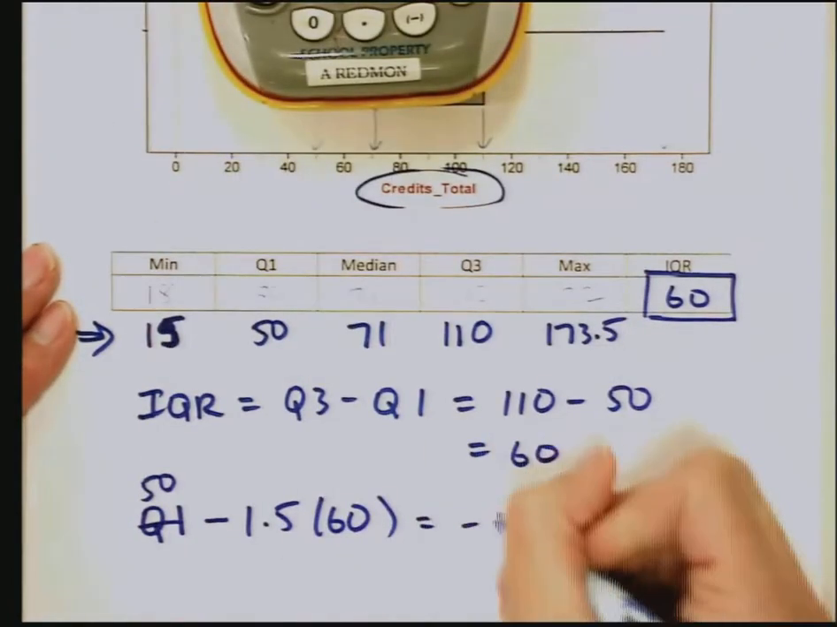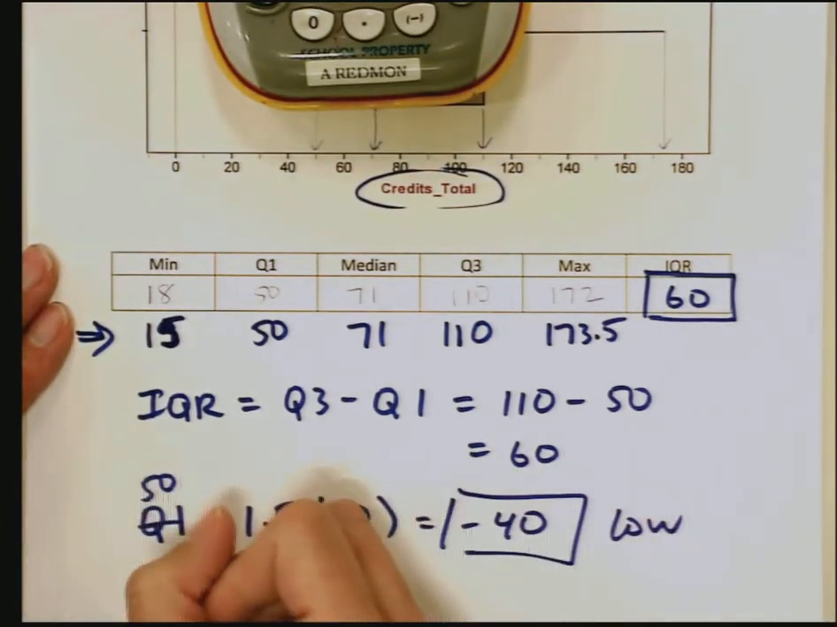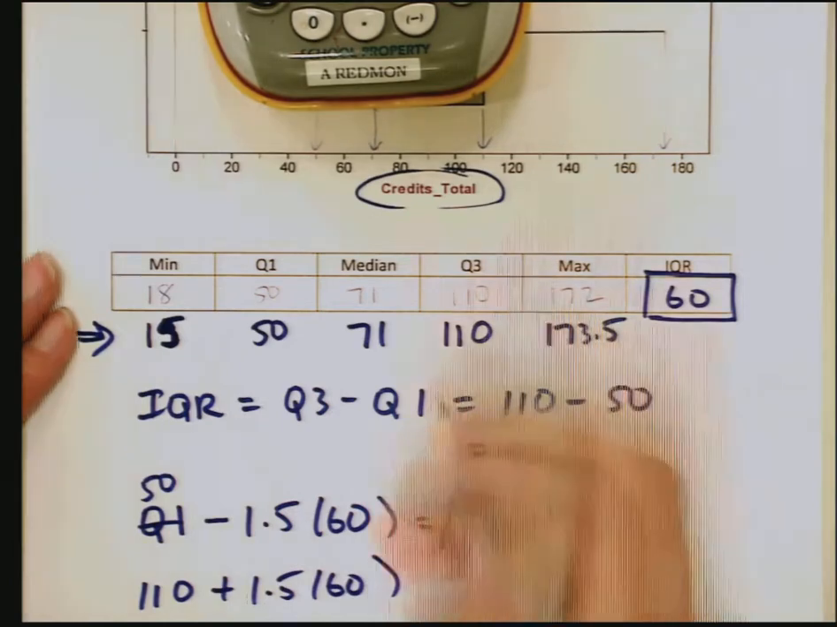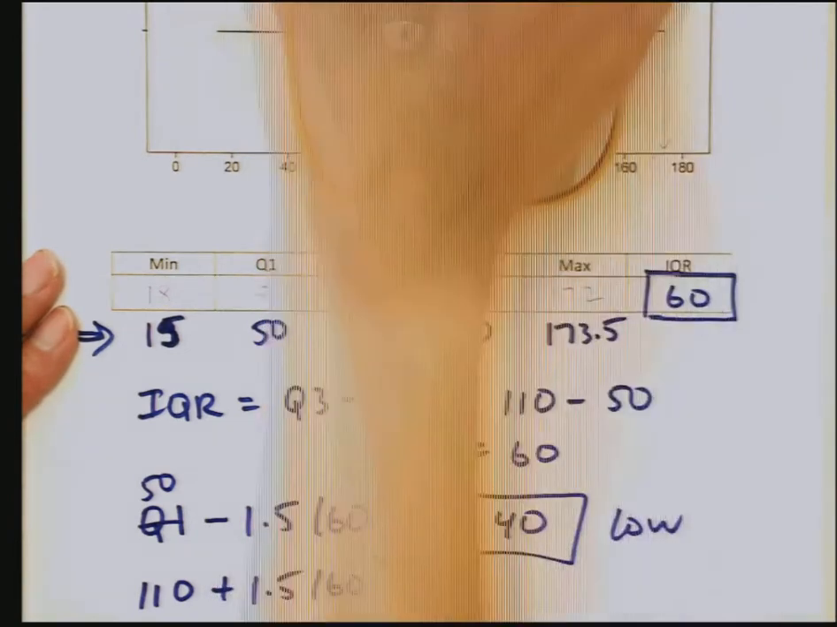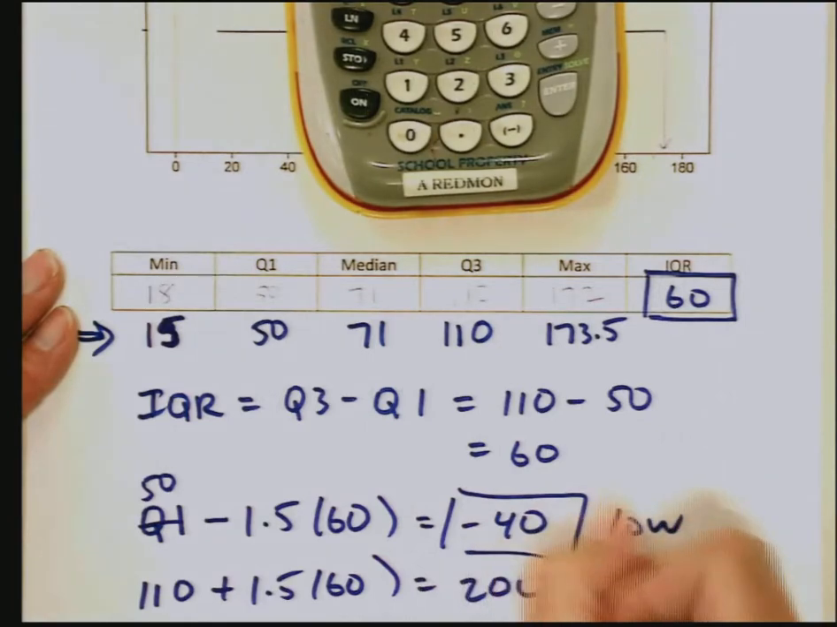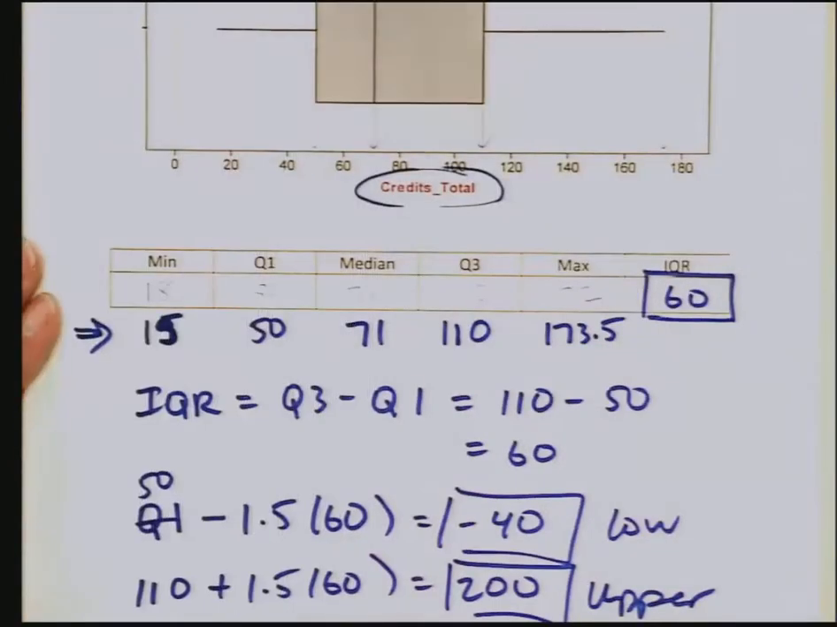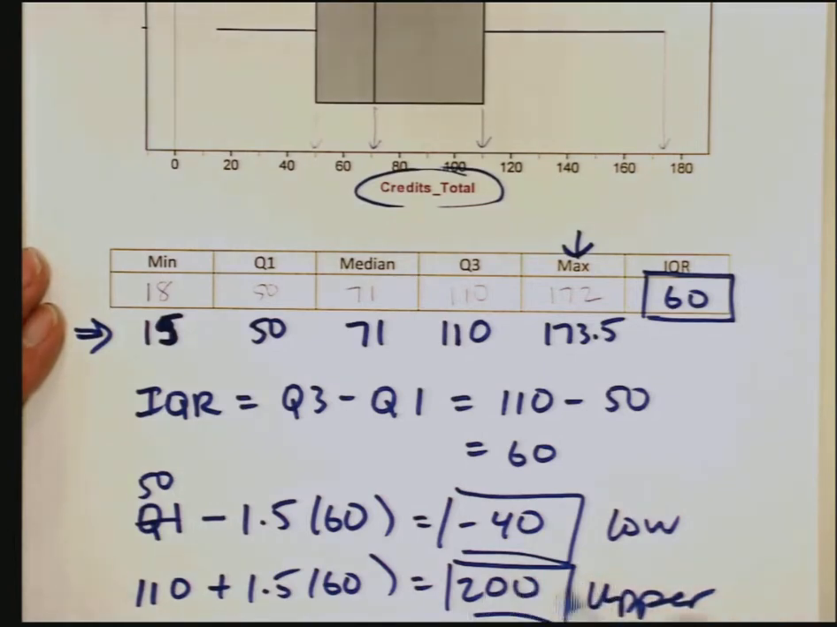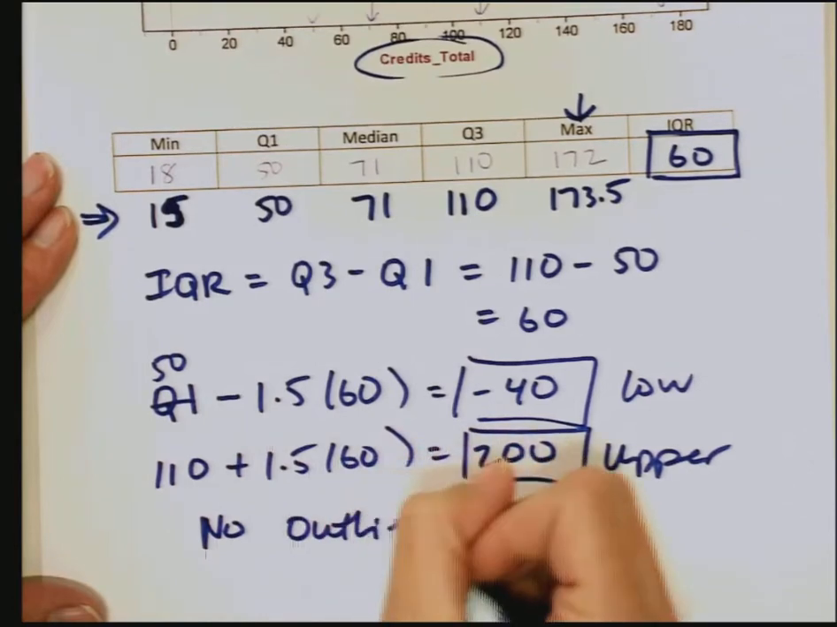No one's going to have any credits that are less than negative 40. So that would be the low. And then the max would be quartile 3, which is 110, plus 1.5 times 60. So 110 plus 1.5 times 60, we get 200. So that upper boundary would be 200 or more. We already identified that the maximum is 172, so we're not going to have any values that are above 200, so we can say that there are no outliers in this data.